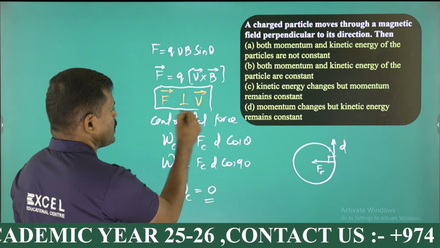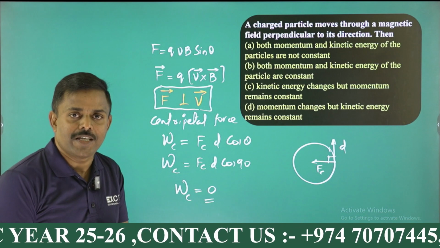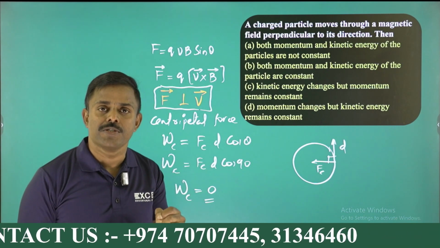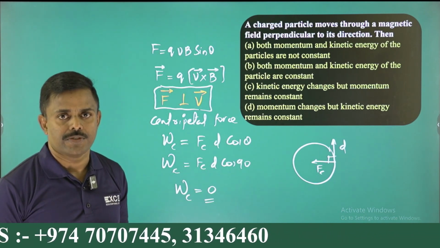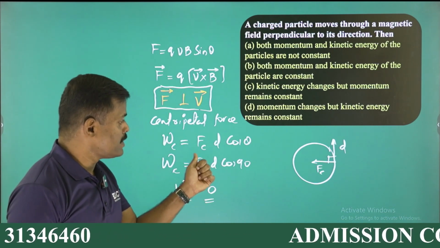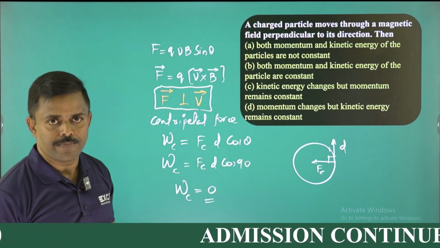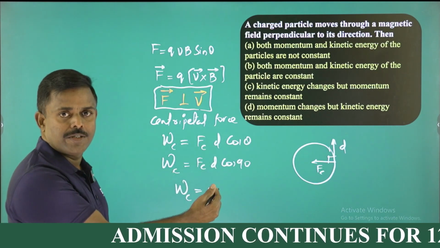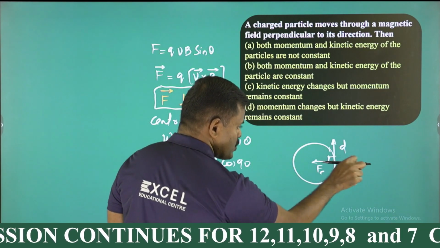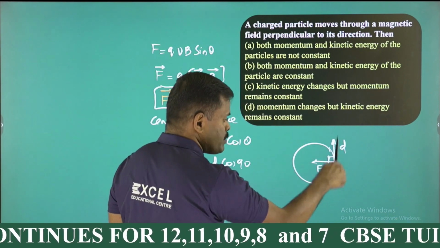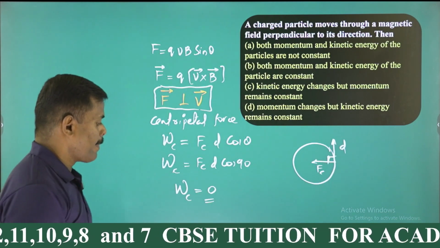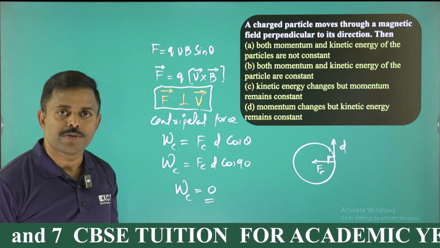F is perpendicular to V. So whenever force is perpendicular to velocity, you can call it centripetal force. So basically, the magnetic force would always act as centripetal force. So what is the work done by centripetal force? Work done is given by force into displacement into cos of theta. So force into displacement into cos of 90. Look at that. Force is acting to the center. Centripetal force always acts to the center. Displacement is always tangential. And the angle is 90 degrees. You put it across, you're getting what? Work done is equal to 0.